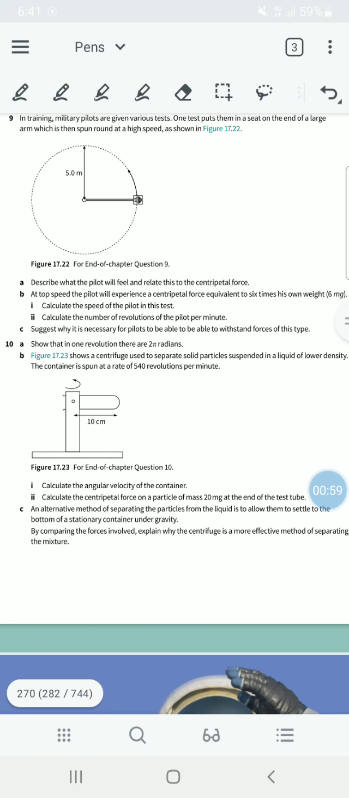Then part B. Figure 17.23 shows a centrifuge used to separate solid particles suspended in a liquid of lower density. When you go to get your blood checked, you would have seen centrifuges. A centrifuge is rotating equipment. When it rotates, the suspended materials get separated. The solid particles will separate from the suspension.